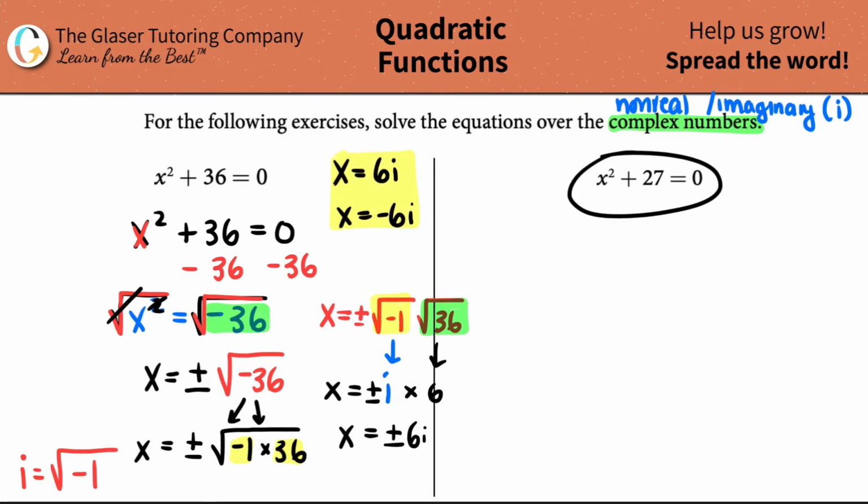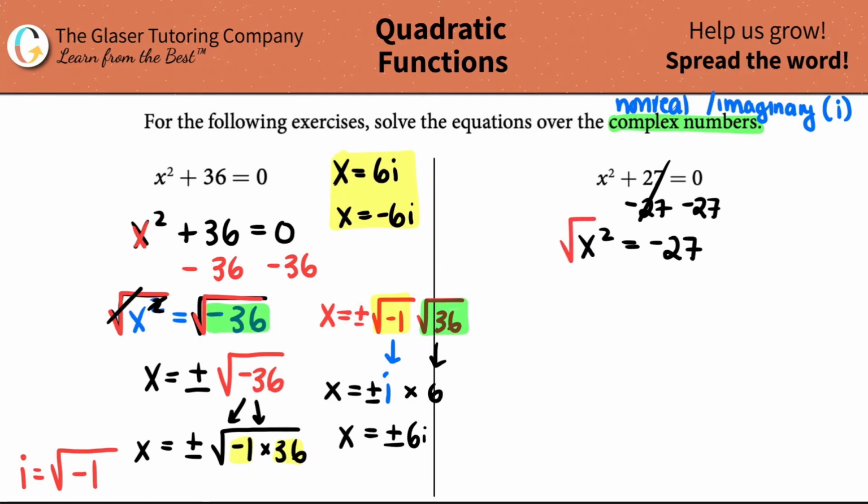Let's do the next one. So the same exact idea. The first thing I'm going to do is I want to get x by itself, right? So x squared plus 27 equals 0. I will subtract the 27 from both sides, and this will cancel, right? So I'm left with x squared equals -27.